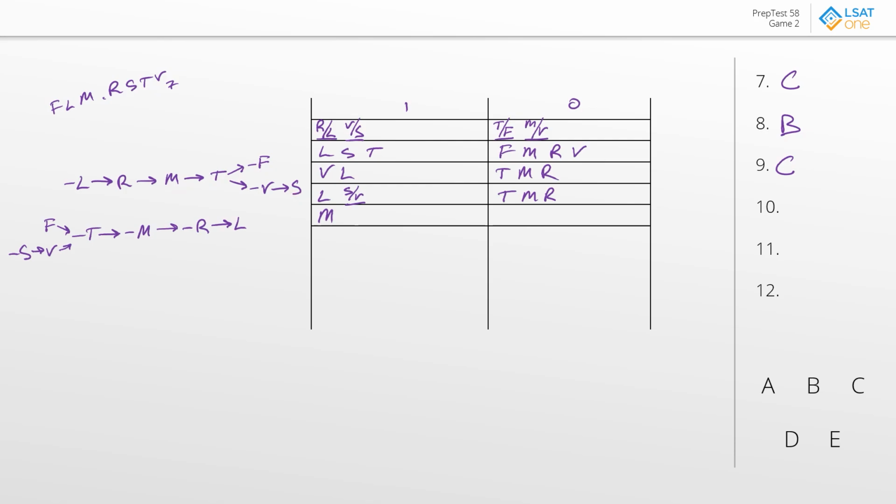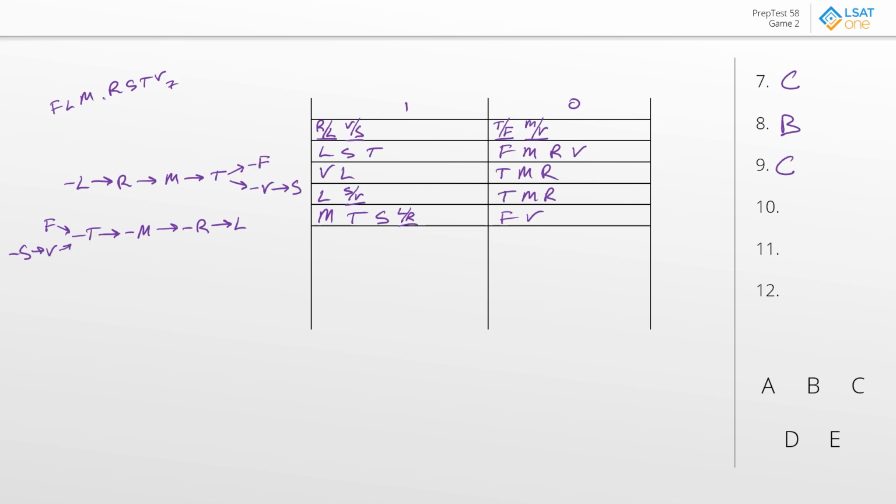So T would have to be in, F and V would have to be out, and S would have to be in. And then we're just left with L and R. Between L and R, we don't know what exactly happens, but there's an inclusive relationship there, which means that at least one of L or R would have to be in, perhaps even both. So to the question, which of the following now could happen?